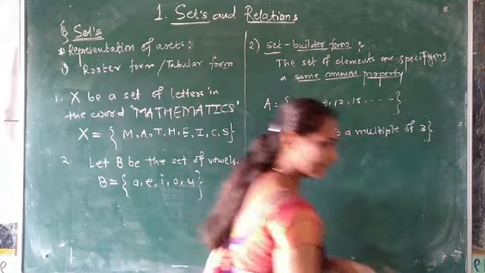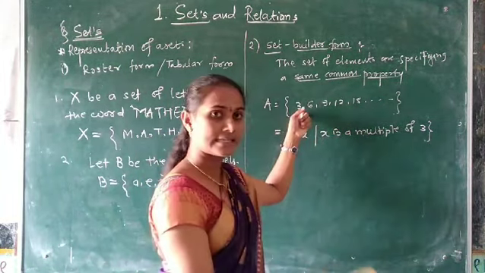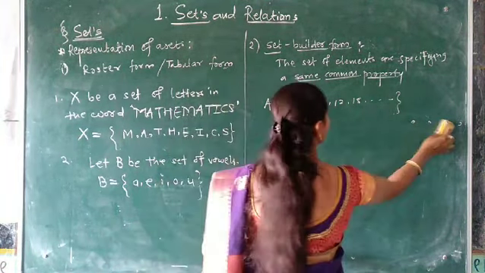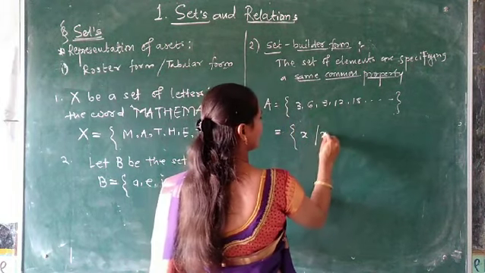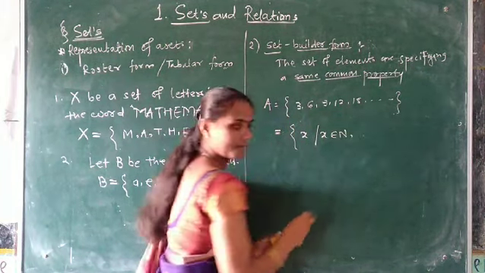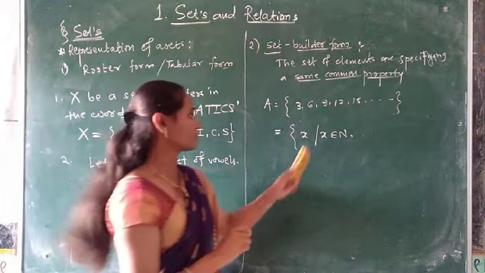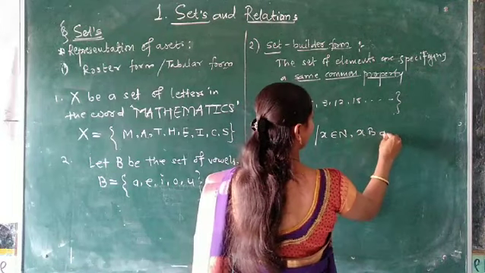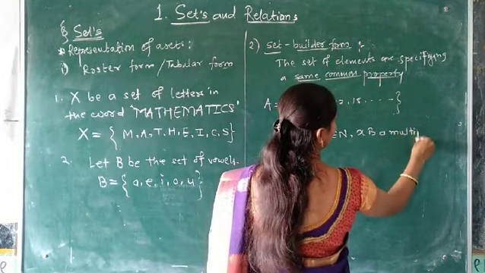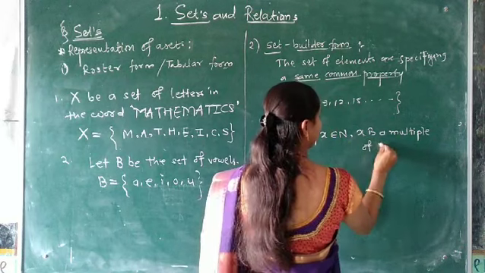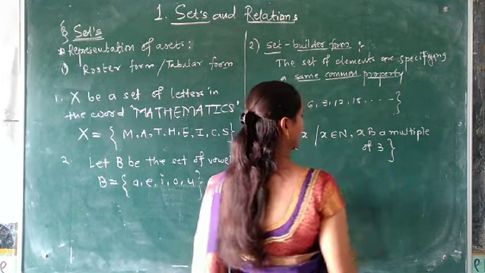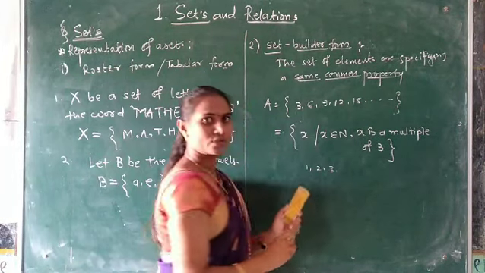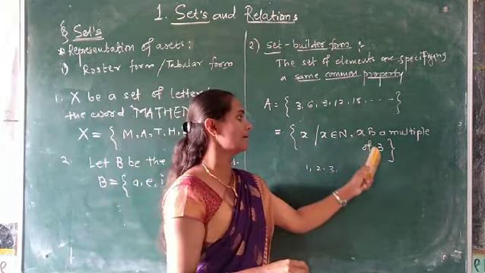But here I am writing the numbers starting from 3, 6. That means all numbers are positive. So here you can write this as X such that X belongs to N, because it starts from 1. So X belongs to N, and X is a multiple of 3. X is a natural number, so the numbers are 1, 2, 3 and so on. They are positive and these are multiples of 3.